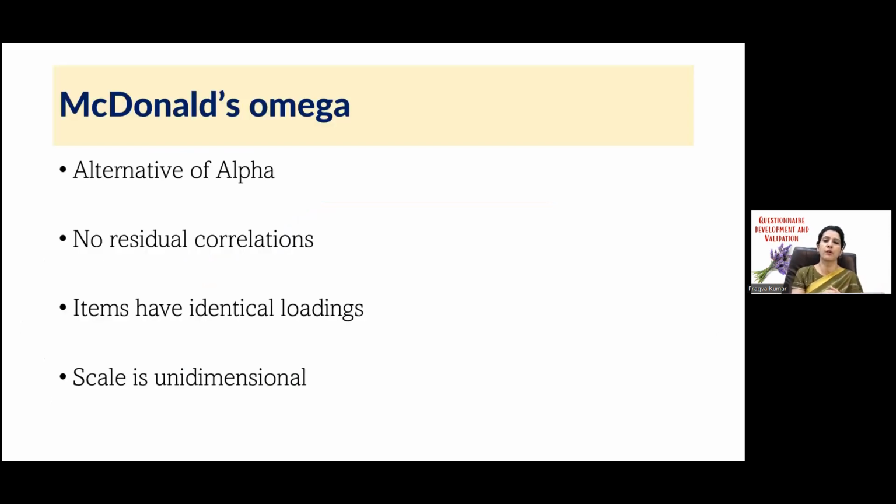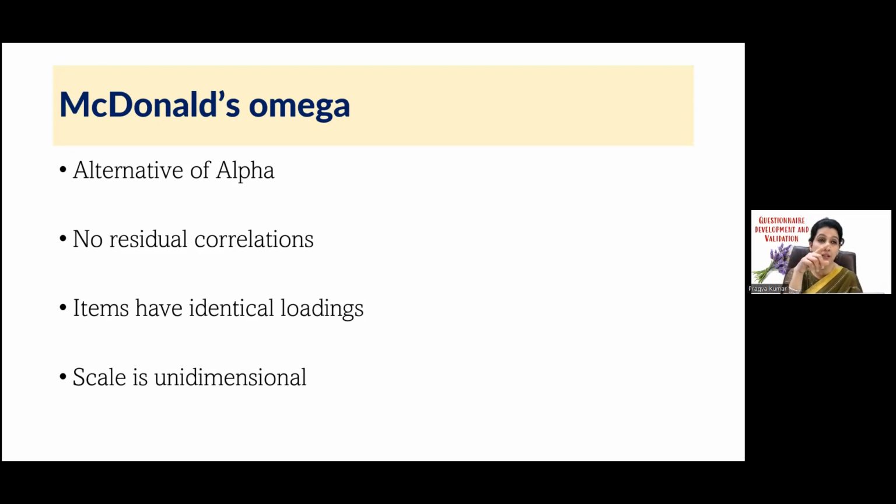Now there is something known as the McDonald omega. In JAMOVI, you will see that as output along with Cronbach alpha. McDonald omega is a superior measure of reliability because it removes all those limitations which Cronbach alpha has. This is an alternative to alpha because alpha works with the assumption that the scale should be unidimensional.